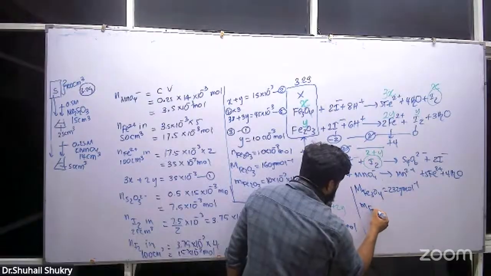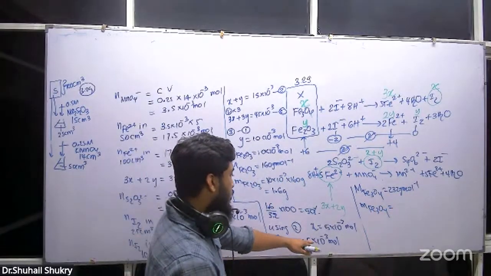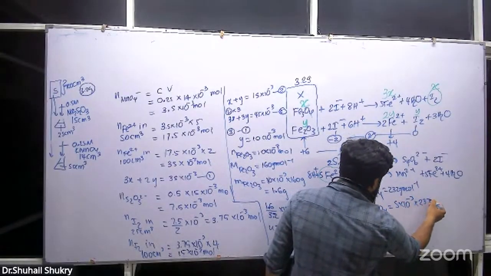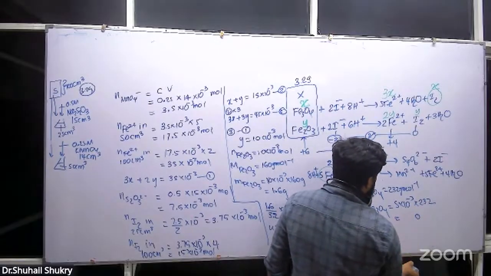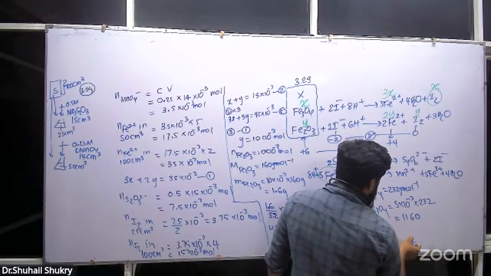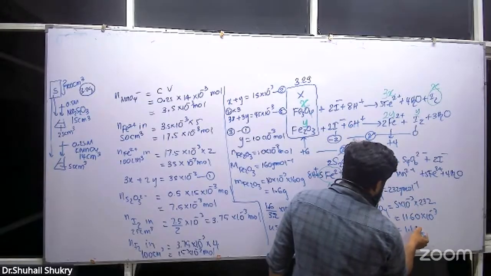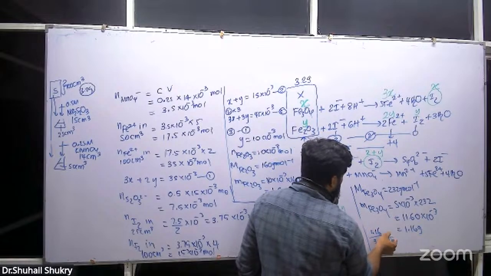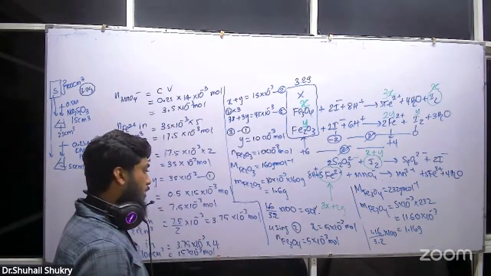If you find the mass of Fe3O4, how much is that, son? 5 into 10 to the minus 3 multiplied by 232. How much will you get? 5 into 2 is 10, 5 into 3 is 15, 16, 5 into 10, 11 into 10 to the power minus 3. Then if you simplify this, 1.16 grams, no? So 1.16 in 3.2 into 100 you can write.